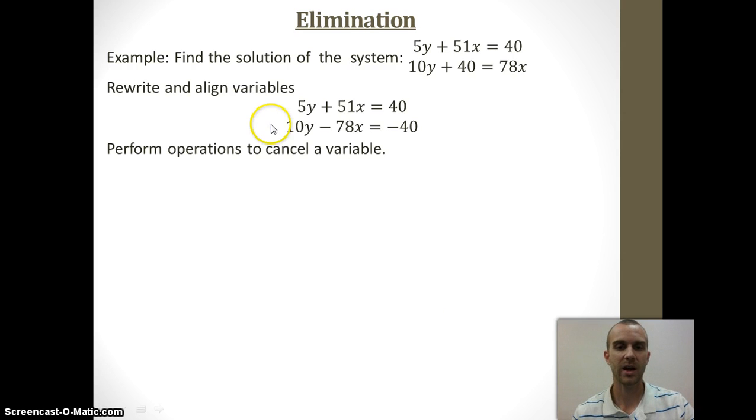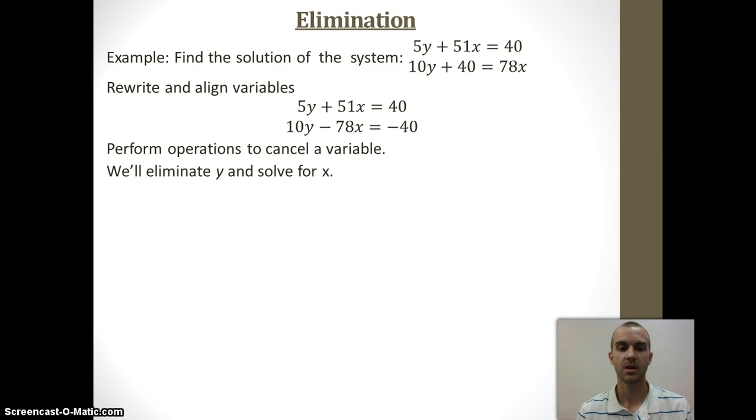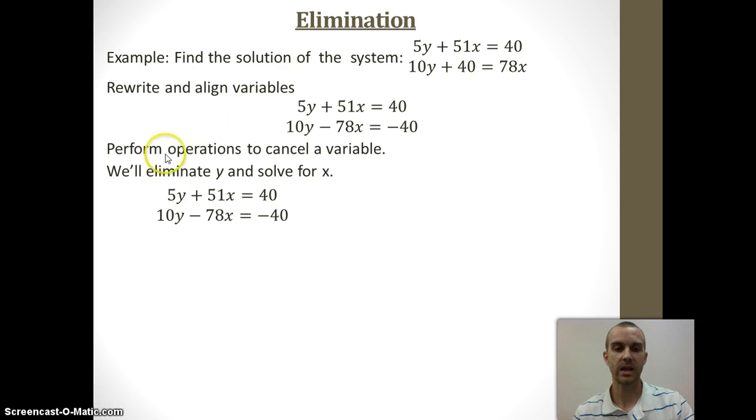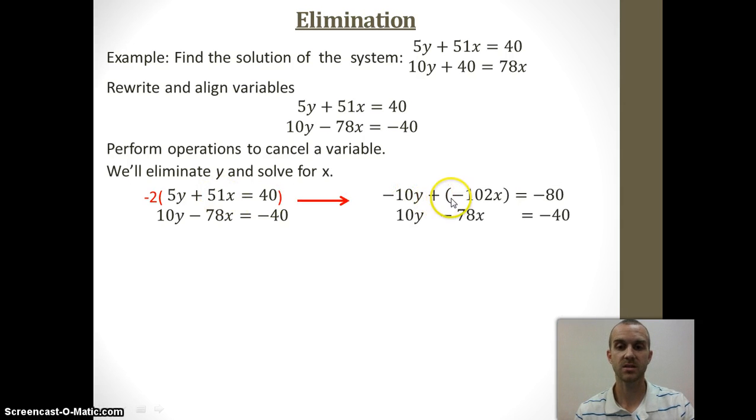And if I think about how I could multiply or divide, I notice that 5 and 10 are easy variables to cancel because I just have to multiply the first row by 2 to get up to 10. And if I want it to be the opposite so that they eliminate, I'd multiply by -2. So I'm going to multiply this entire first row by -2. That creates -10y plus -102x equals -80. So now when I add my two equations, I will eliminate the y variable.